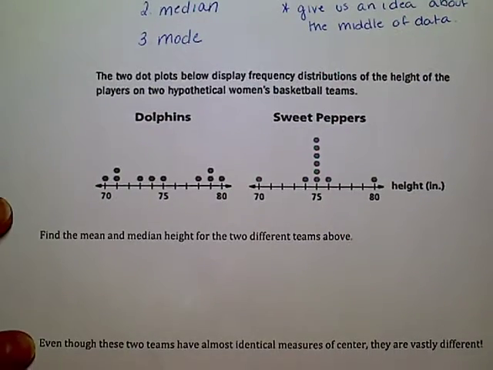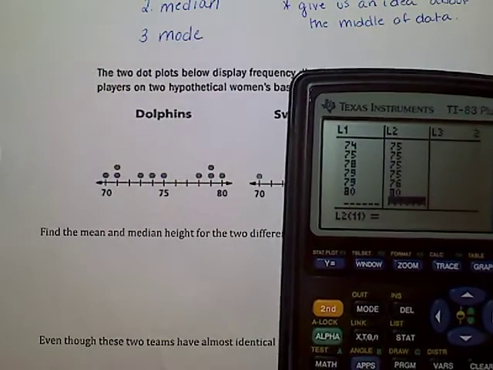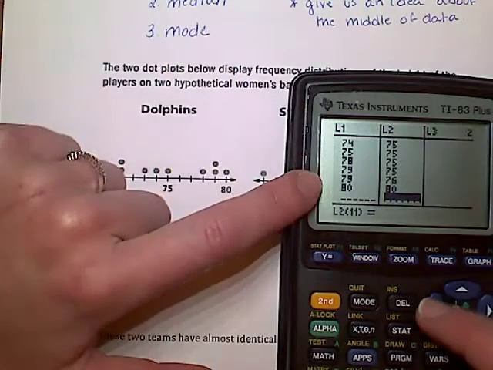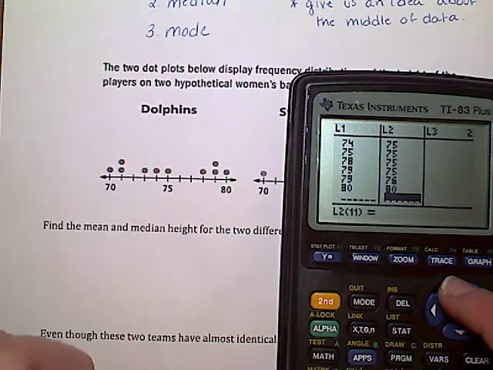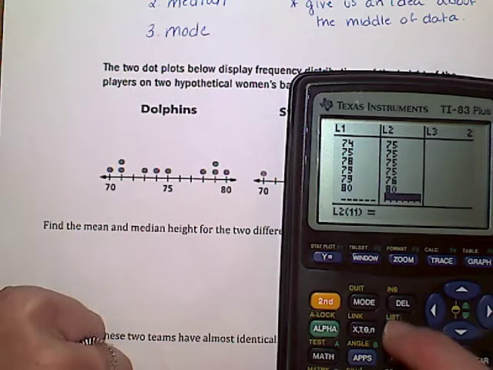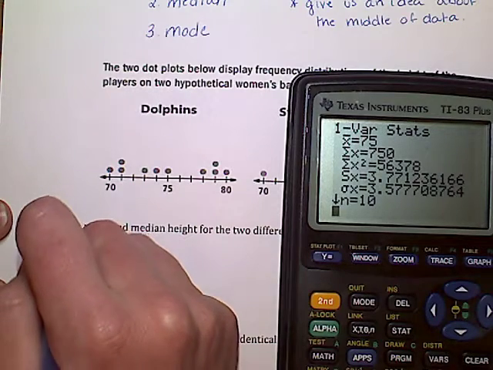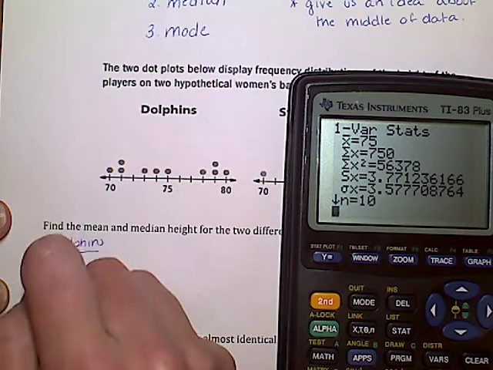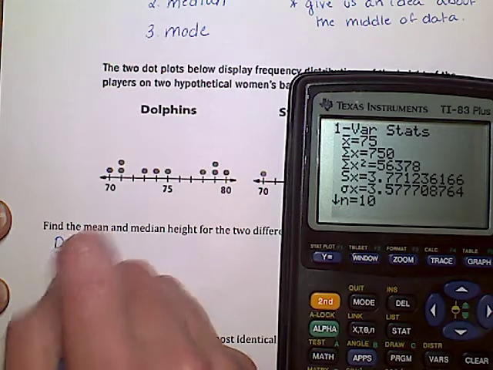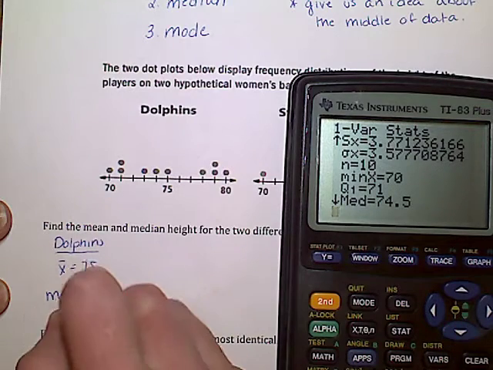So we're going to start, I want to find the mean and the median for both teams, and I already have this data plugged into the calculator. So in L1 here, I have the Dolphins' heights, and then in L2, I have the Sweet Peppers. So I'll just have the calculator find me the average of L1, which would be for the Dolphins. So I do that. We've got an average of 75 and a median, scroll down here, of 74.5.